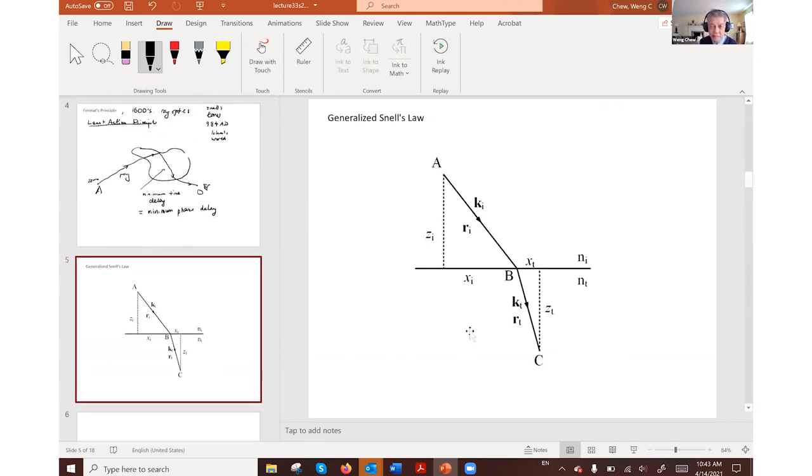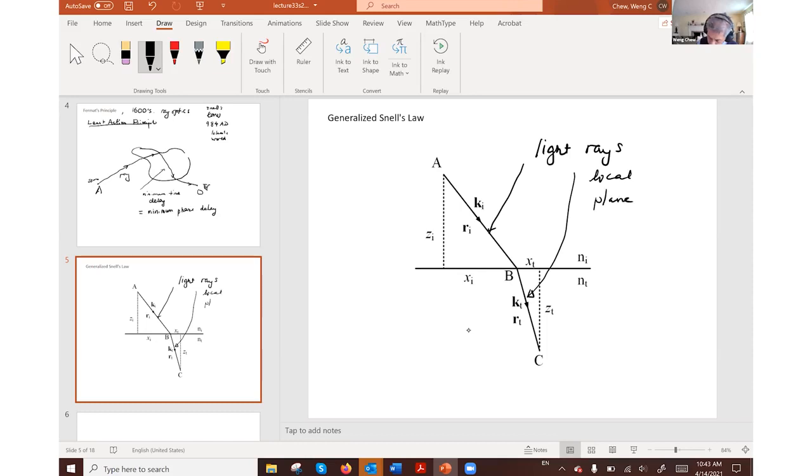You can do it this way. We can actually arrive at what is known as the generalized Snell's law quite easily by assuming that you have points A, B, and C, and they are connected by light rays. Light rays can be thought of as plane waves. Okay, this is a light ray, and you can have another one here. And you can think of them as being locally plane waves, because you can think of a source.